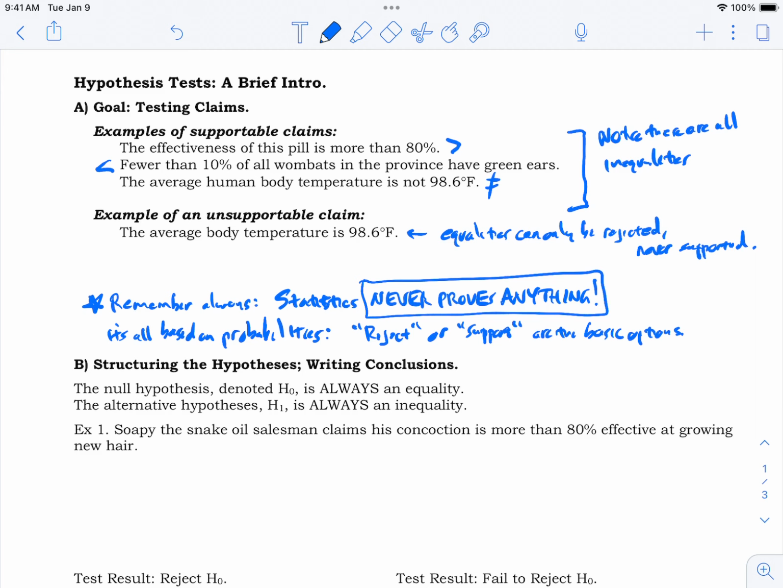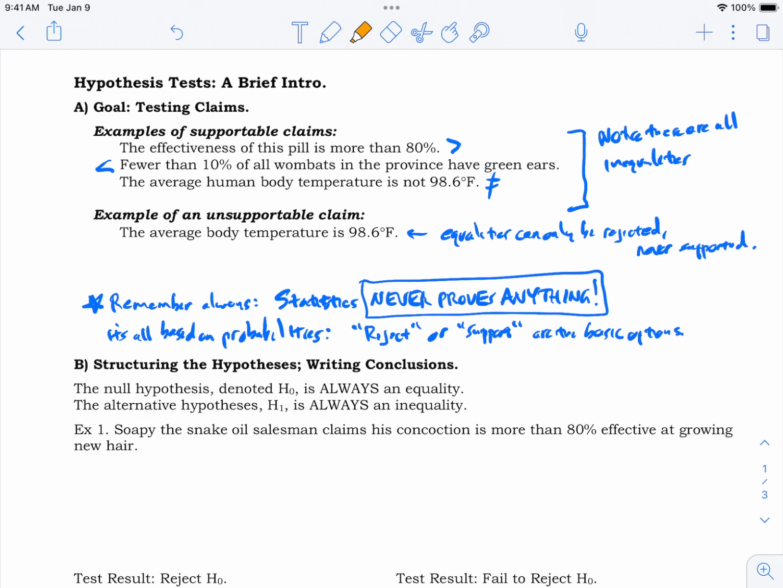Okay, so this is the first stuff you have to get used to. When you're testing claims, look at the kinds of claims you might test: the effectiveness is more than this, fewer than this, is not this, is this. These are the kinds of claims we can test. They're all math claims. And keep in mind, you're never going to prove a claim, but you could support a claim. You could support a greater than claim. You can support a less than claim. You can support a doesn't equal claim. You're never going to support an is claim. So these are important things to keep in mind. We'll get a little practice with that today.